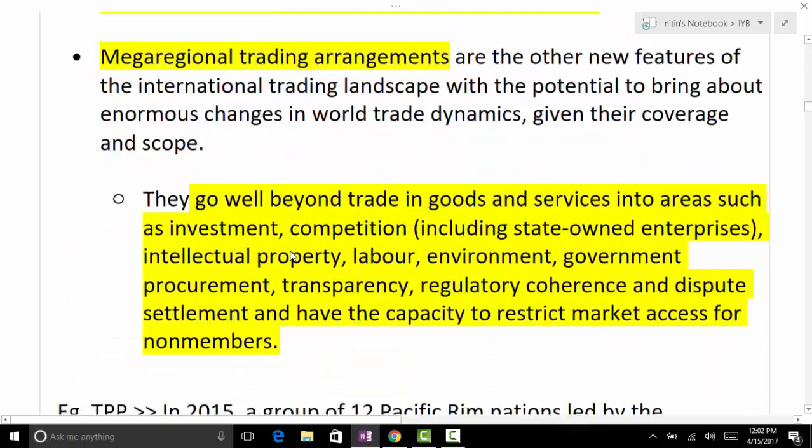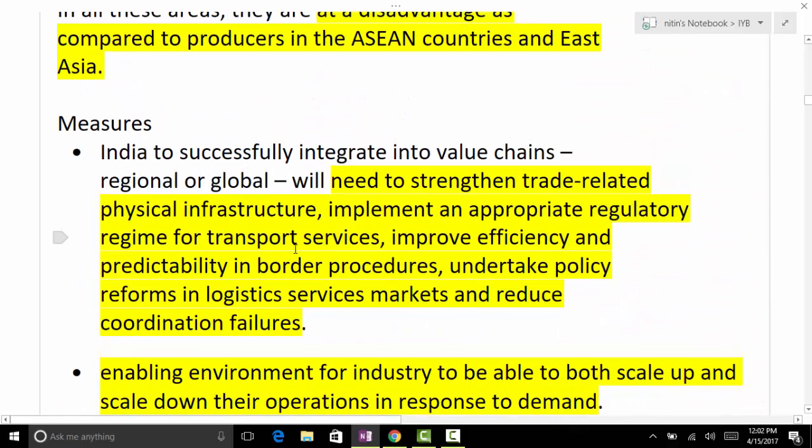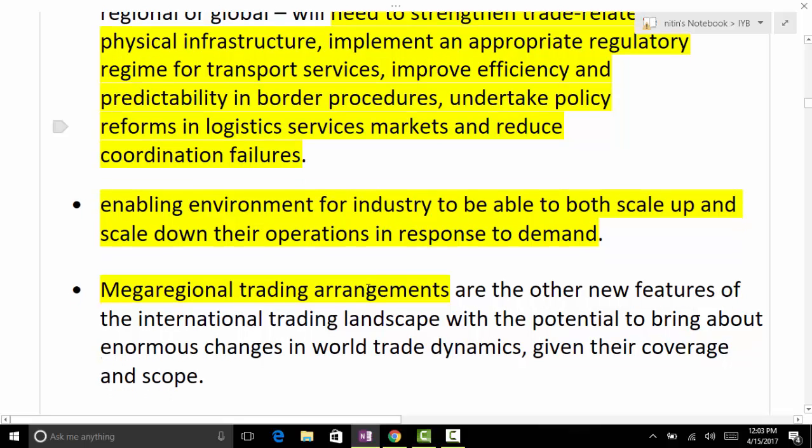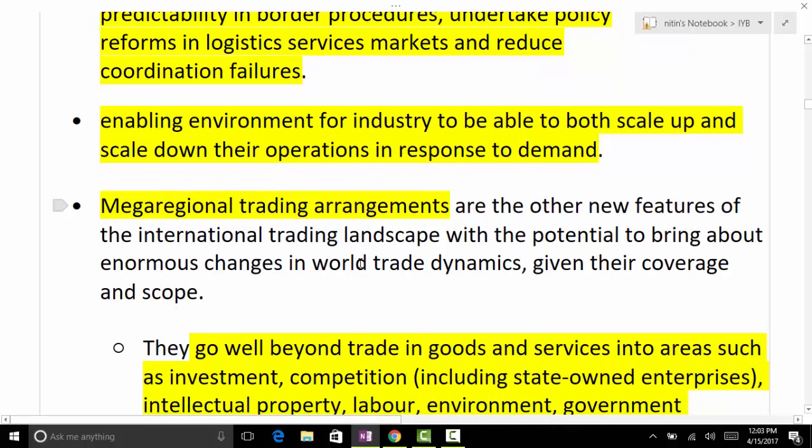Now, what measures need to be taken? So these are the measures. It says India, to successfully integrate into value chains, whether regional or global, needs to strengthen trade-related physical infrastructure, an appropriate regulatory regime for transport services, improve efficiency and predictability in border procedures, policy reform in logistics services, and ease of doing business, so that there is an enabling environment for industry, along with mega regional trading agreements. This discussion is majorly from your mains point of view, for developing your understanding.